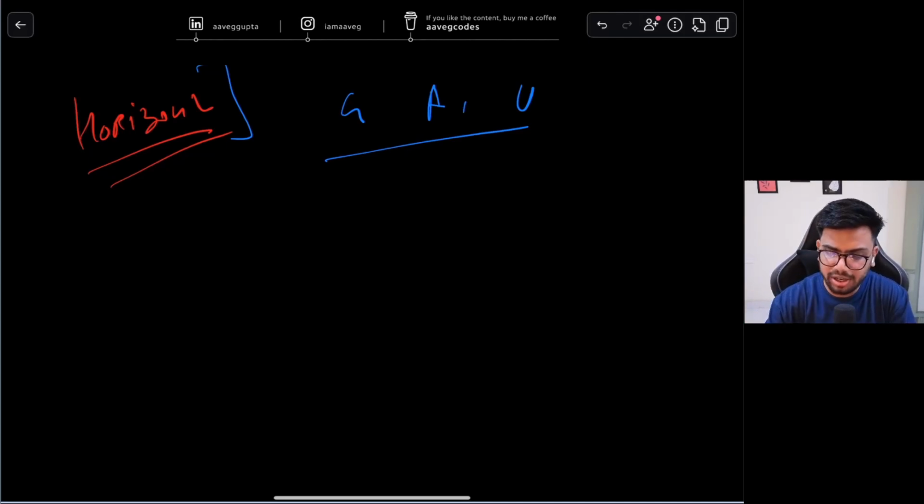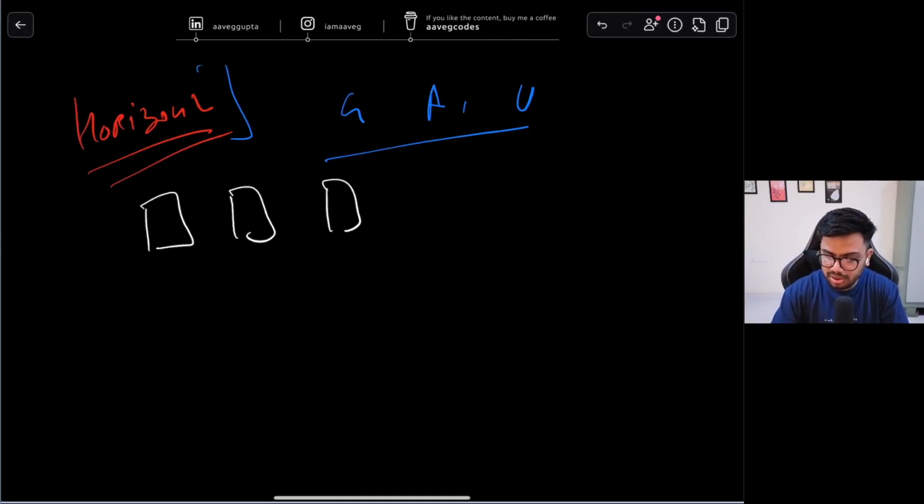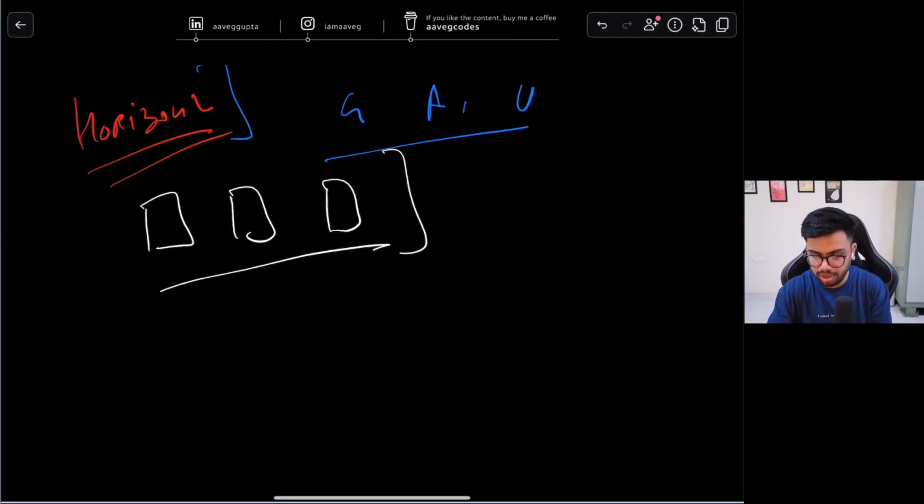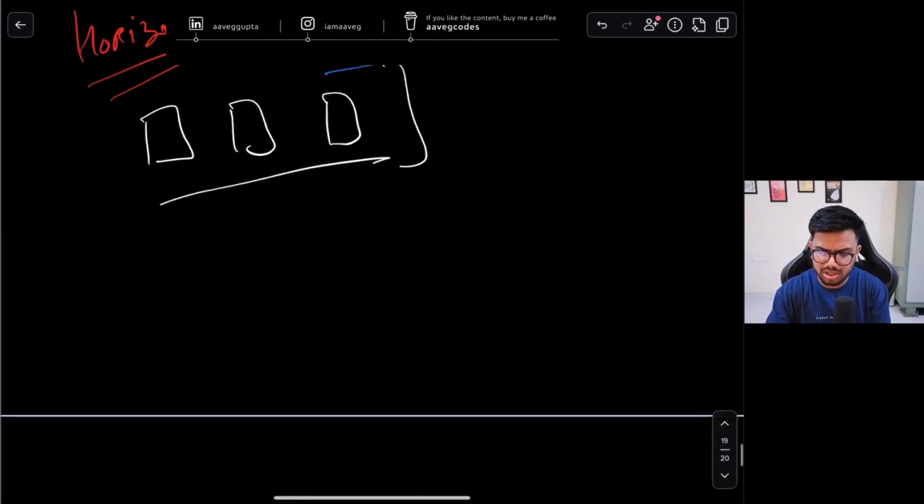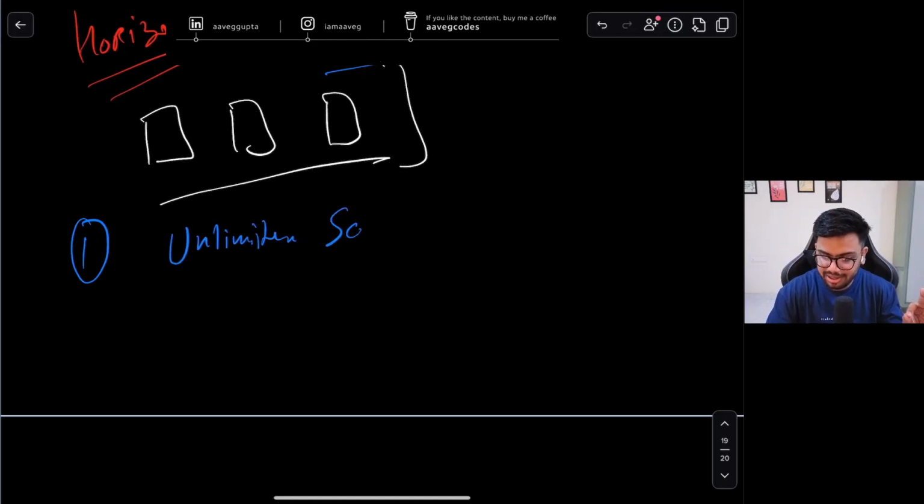Horizontal scaling we have already discussed. When you are adding more computers to your server, then of course that is called horizontal scaling. Now, what are the advantages of horizontal scaling? Why do people use it? Of course, the first one is that this actually provides you unlimited scale. Are you getting it? Unlimited scale.